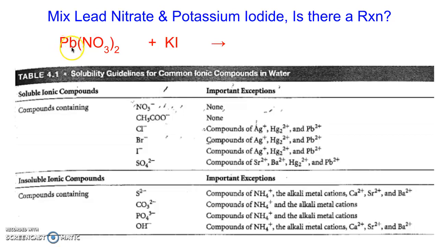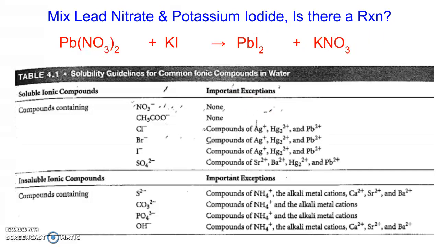So let's go ahead and switch things around. I'm going to switch the lead here with the iodine and the potassium with the nitrate. And we get these two products, lead iodide and potassium nitrate. Great. So the question is, which one of these is a solid, if any? Remember, if we do not have a solid, if we do not have an insoluble compound, there's no reaction.